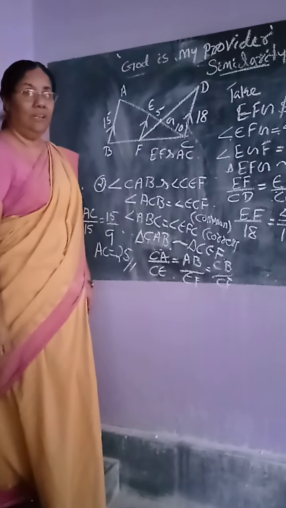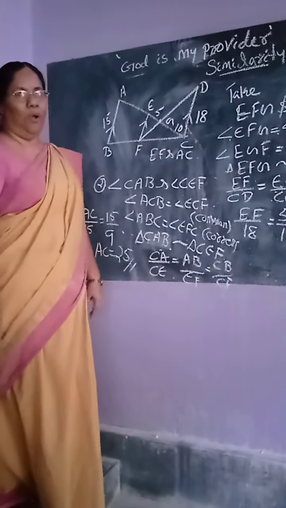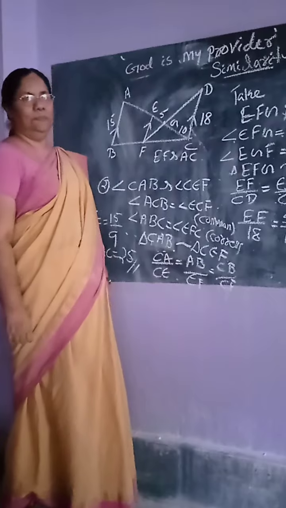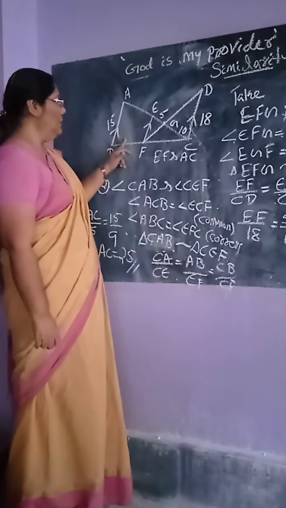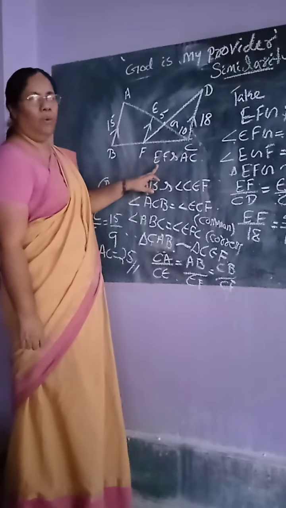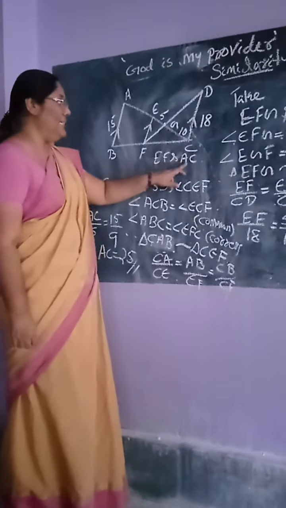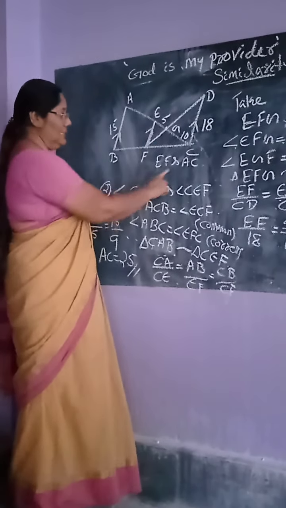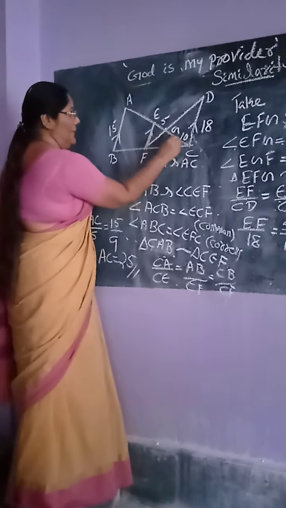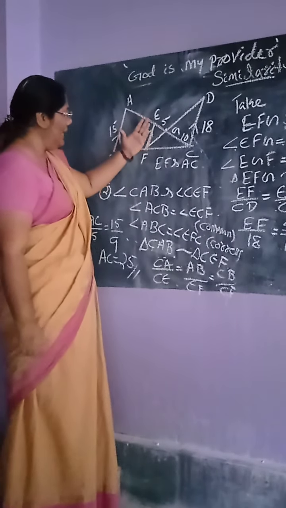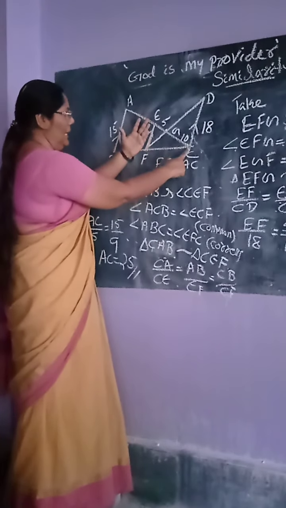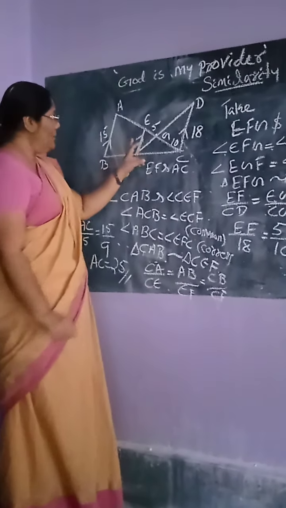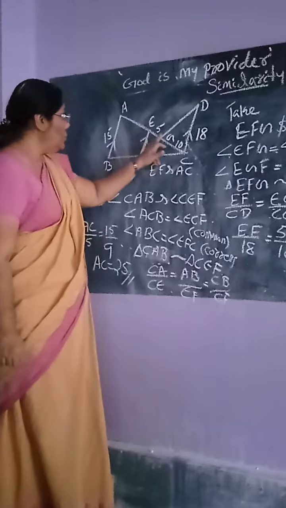When you see this figure, you feel it is a very difficult problem, but actually it is a very simple problem. I will explain. Look here. The question is to find EF and AC. What is EF? This is EF, and the second one is AC, this long side. EF is the side of the triangle EFC, and AC is the side of the triangle ABC. Actually, here there are two small triangles.